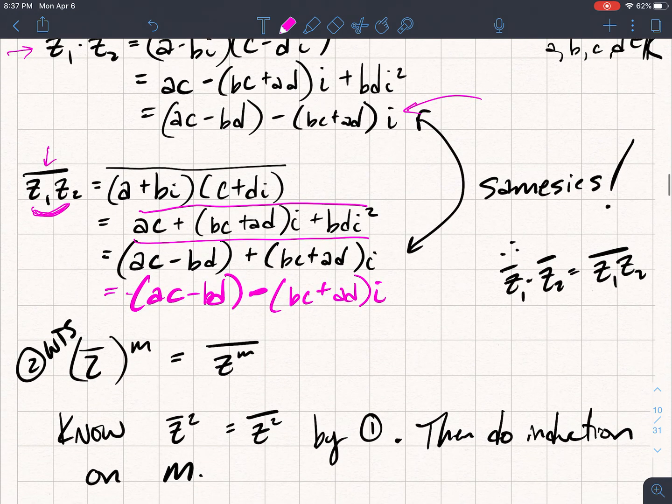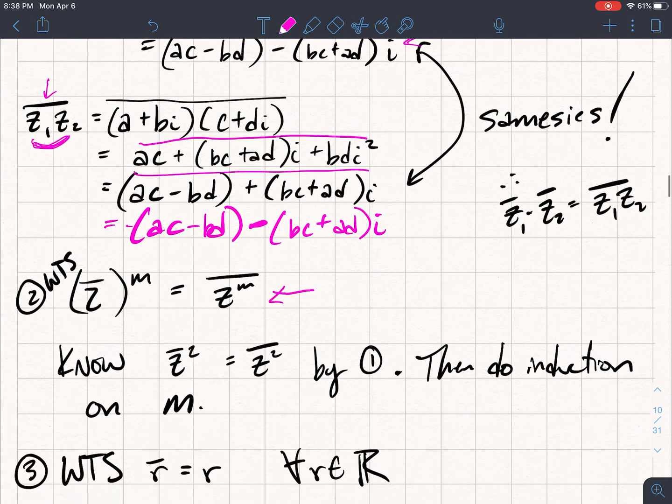The next lemma says that I can take the conjugate of a complex number and then do the exponent, or I can do the exponent first and then do the complex conjugate. Get the same thing. So from the last lemma, I know that I can square something first and then do the conjugate, or I can conjugate it first and then square it. Then we do induction on m, but you haven't learned induction yet. That's next week. So we're just going to take that to be true.